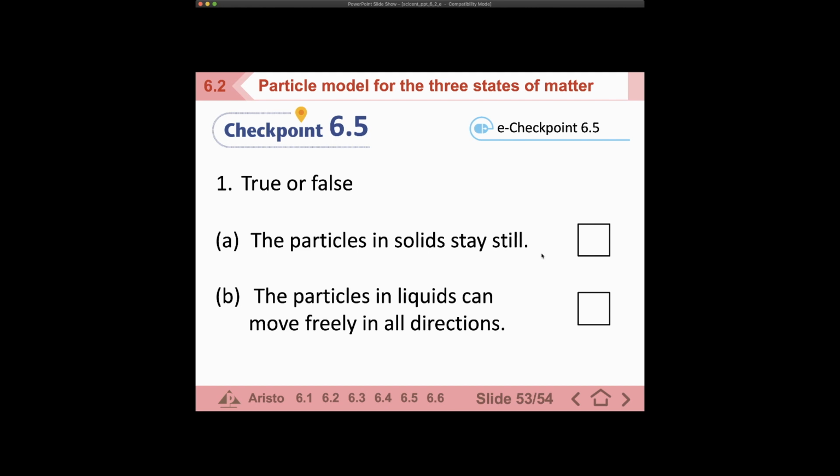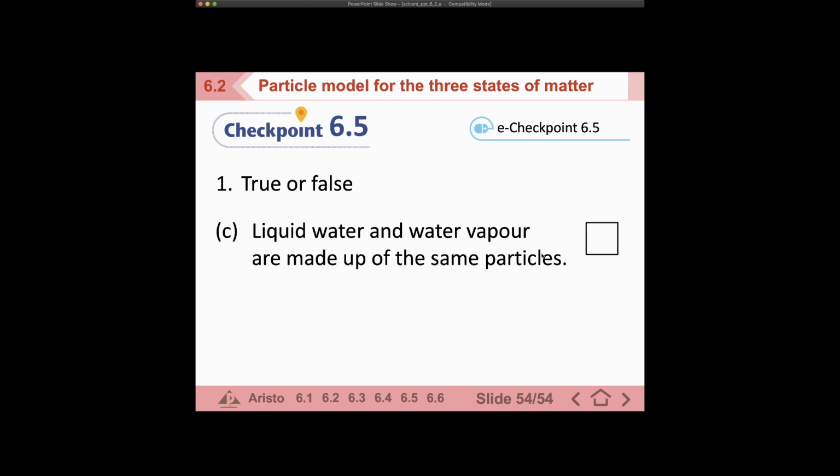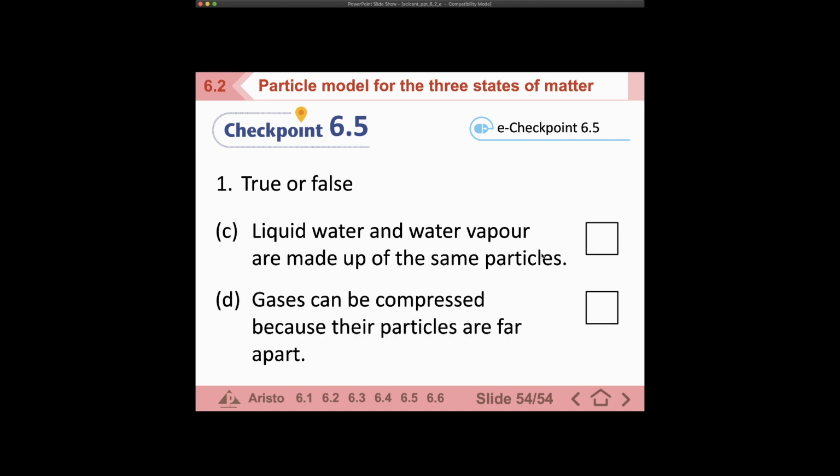So first one, true or false? Particles in solids are still. It is not correct because they are vibrating about a fixed position. The particles in liquid can move freely in all directions. Is not correct. That should be gases. Liquid water and water vapor, both of them are water actually. One of it will be liquid, one of it will be gas. So they are the same particle. Gases can be compressed because their particles are far apart. That is also correct.